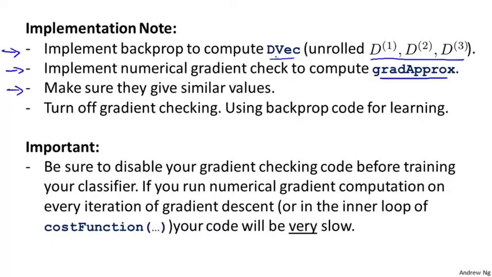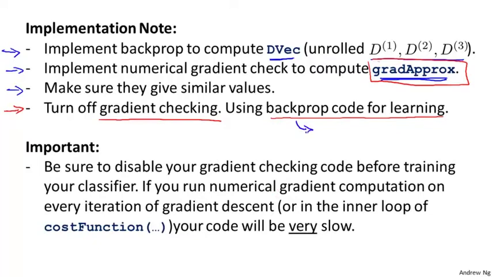Then you should make sure that dvec and grad approx give similar values, let's say up to a few decimal places. And finally, and this is the important step, before you start to use your code for learning, for seriously training your network, it's important to turn off gradient checking and to no longer compute this grad approx using the numerical derivative formulas that we talked about earlier in this video. The reason is that the numerical gradient checking code is very computationally expensive, a very slow way to try to approximate the derivative.